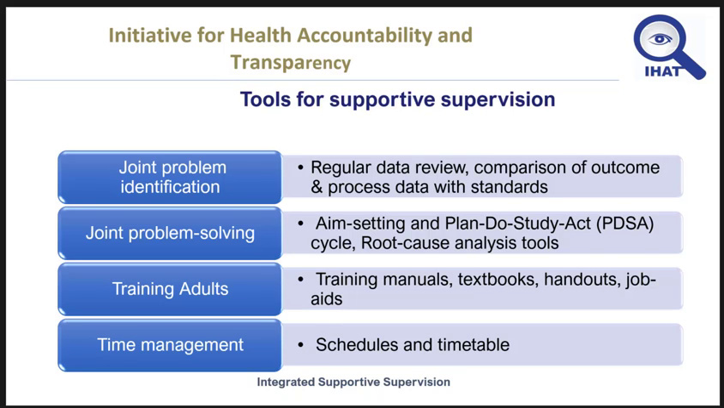Another tool is the Joint Problem Solving tool. Here you are looking to set aims and you are working on quality, the plan, do, study, act cycle of quality improvement, and you're also looking at root cause analysis tools.